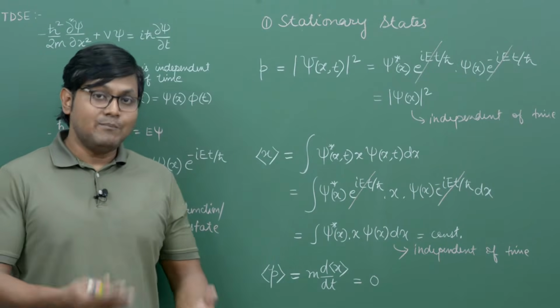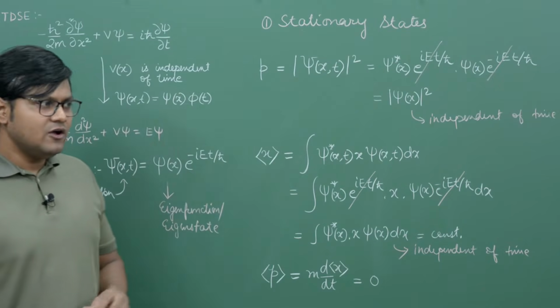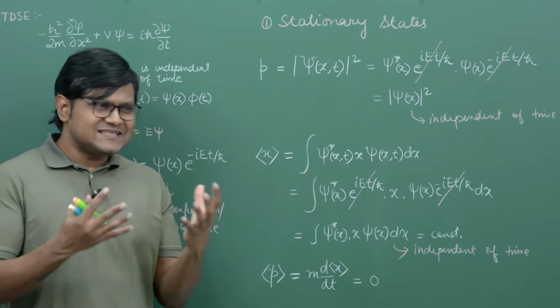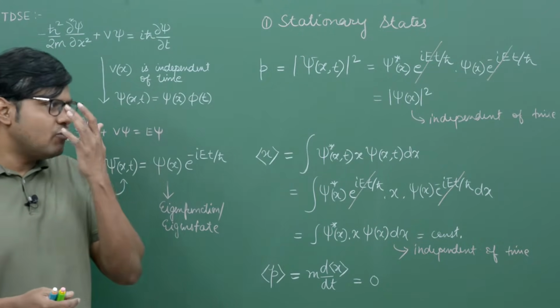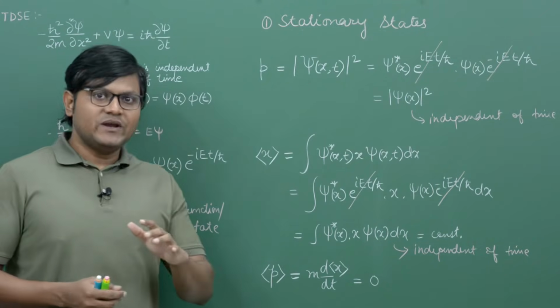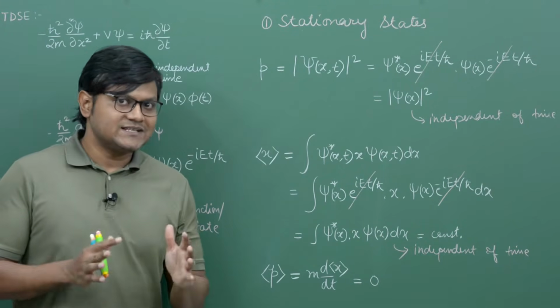Nothing really happens in stationary states, which is very interesting, because we think of a particle in a potential to be in a constant state of motion, especially in the context of classical mechanics. But in the context of quantum mechanics, at least when it comes to the probability densities and the expectation values, they are constants in time.